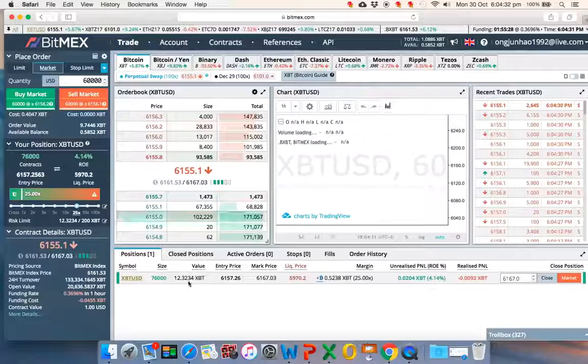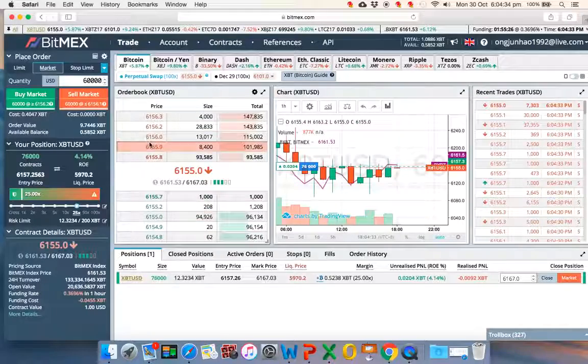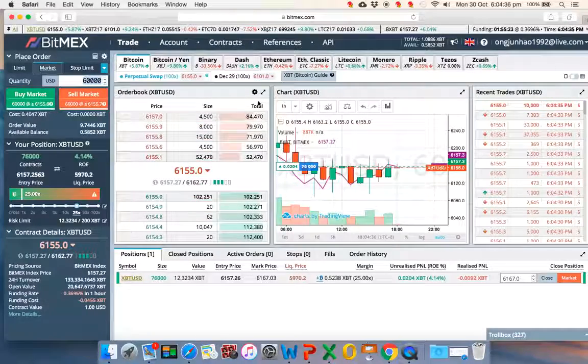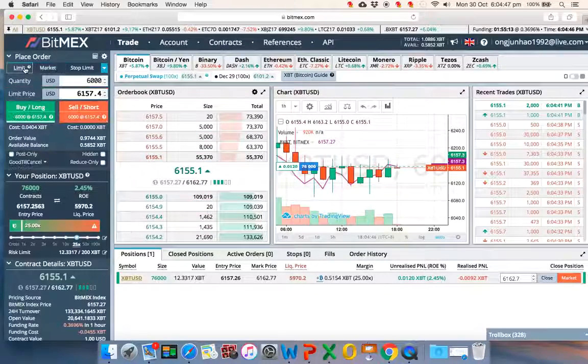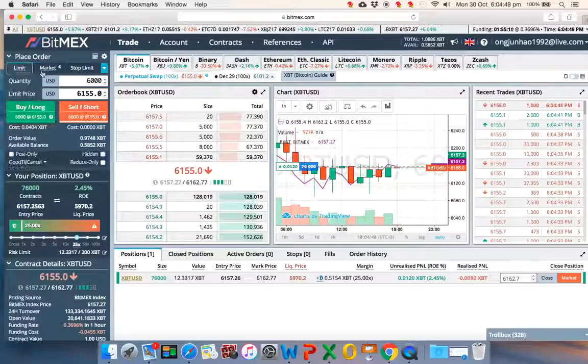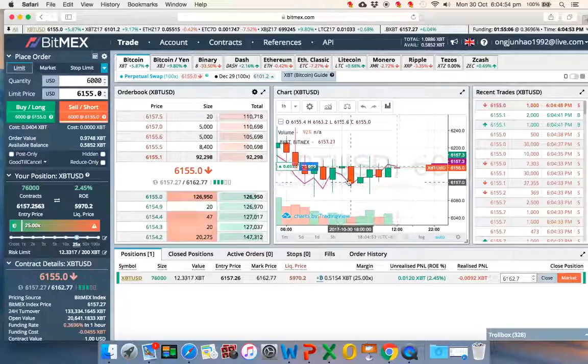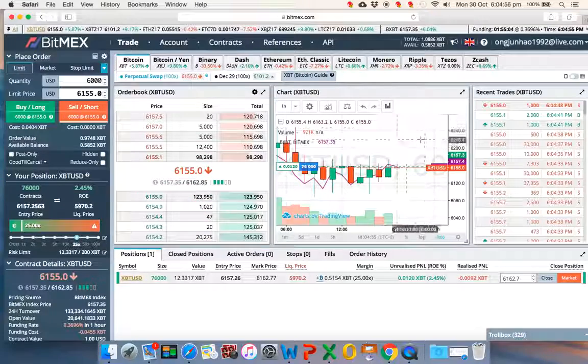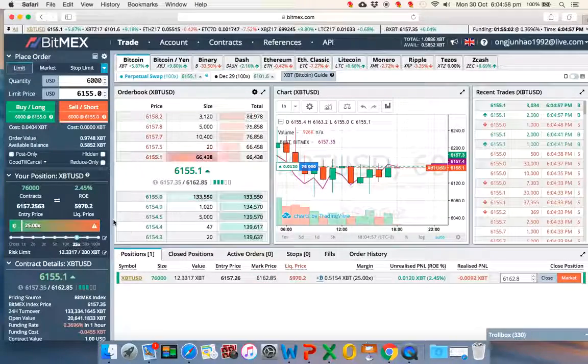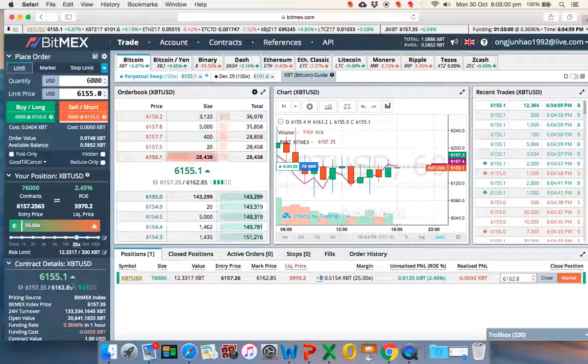So let me tell you a little bit about how margin trading works. Assuming I want to buy one Bitcoin, which is worth around $6,000, correct? Before I begin, there are two ways you can buy: through the market or through limit. Limit means placing an order over here. This chart refers to the XBT, which is the contract for Bitcoin, and USD. So this is the Bitcoin price, and this is the contract price.